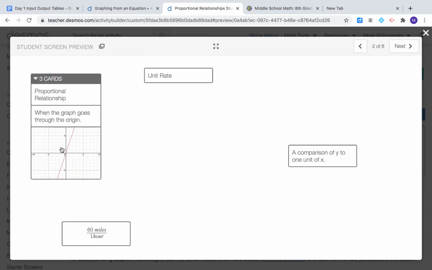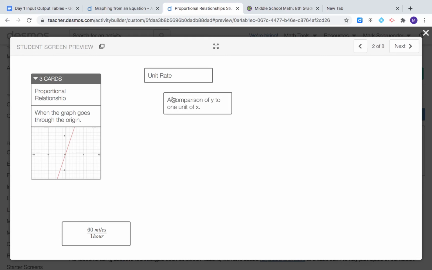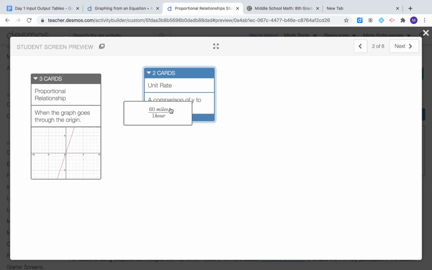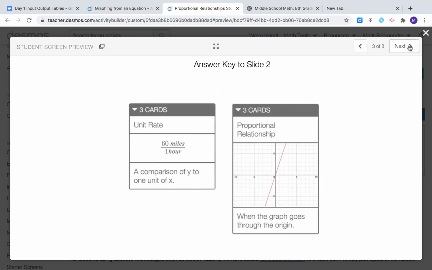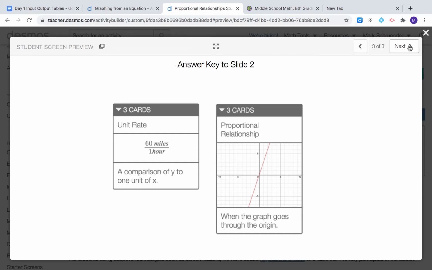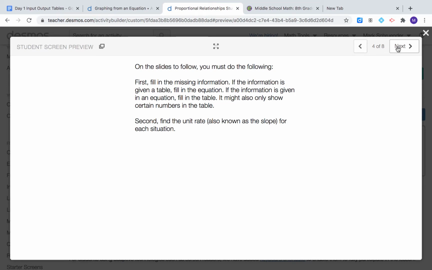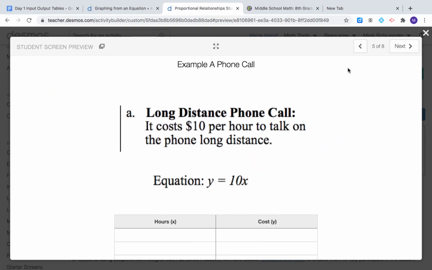So these things were meant to be a match, and then the unit rate is a comparison of y to 1 unit of x, and an example of that would be 60 miles to 1 hour. And you can see that right here on the next screen. The answer key, again, those 3 things go together, and these 3 things go together. So on the next slides, you're supposed to fill in the missing information and also the unit rate.